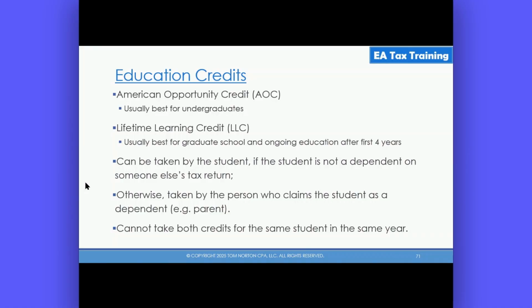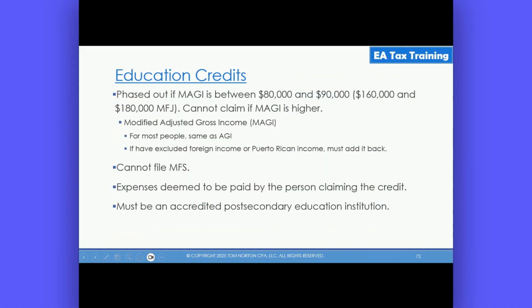If they are, then the credit can be taken by the person who is claiming that student as a dependent, such as their parent. But you cannot take both credits for the same student in the same year. Both of these credits do phase out.